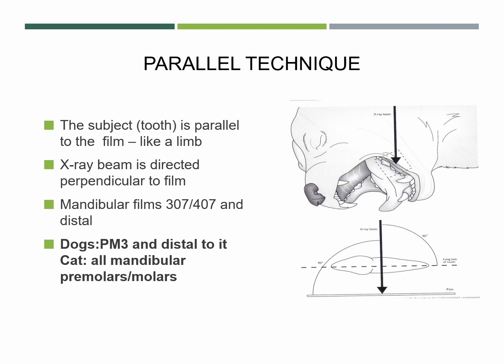Dogs premolar 3 and distal to it. Cats all mandibular premolars and molars. We can do this. Okay. Easy. That's the one we're going to start with so that you feel confident.